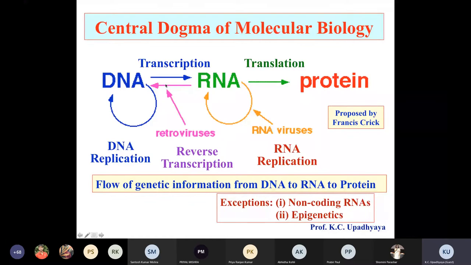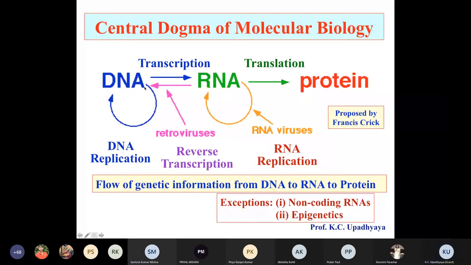Now, in 1969 it was discovered that there are certain viruses, which we call retroviruses, in which this process can be reversed. This is what we call reverse transcription in retroviruses. In transcription, DNA acts as a template for the synthesis of RNA. In this case, RNA acts as a template for synthesis of DNA.